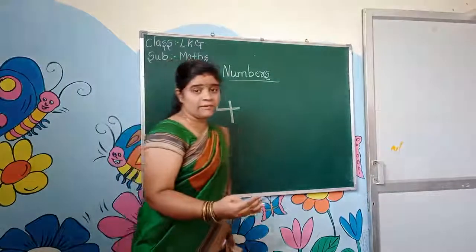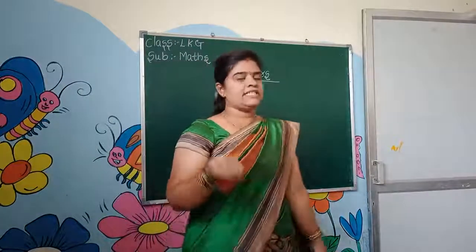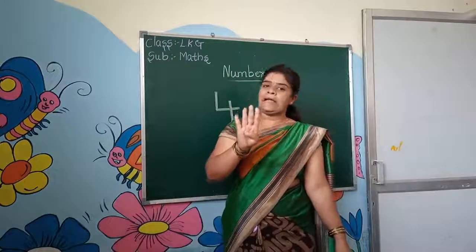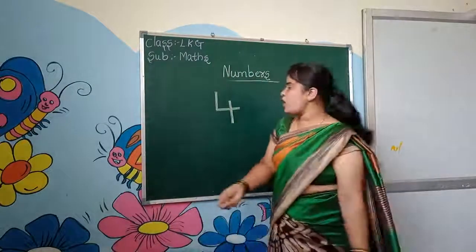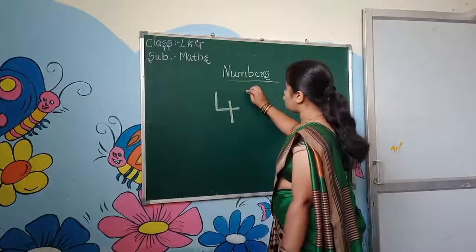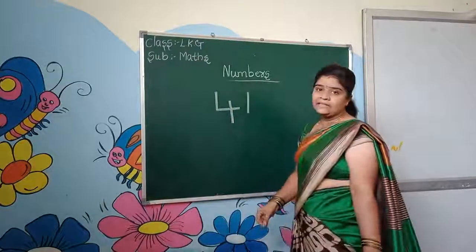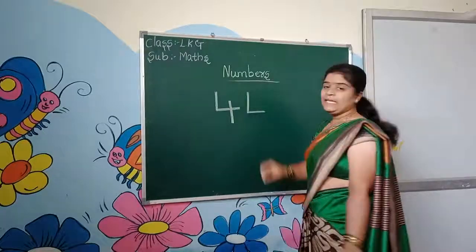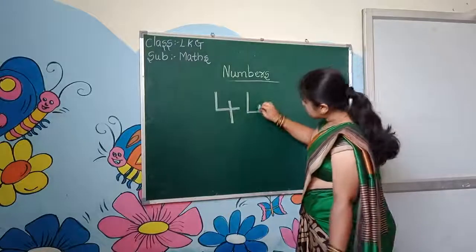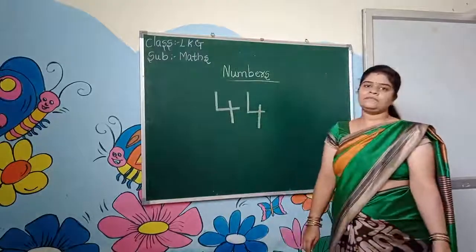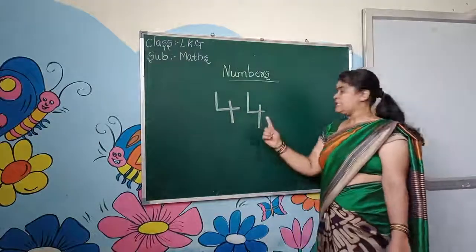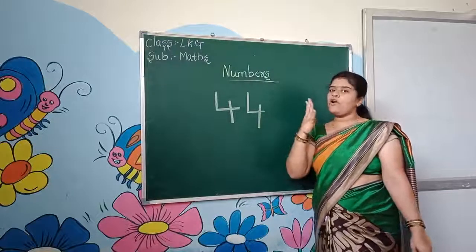After 3, which number will come? After 3, number 4 comes. How do we write number 4? Just once again, I show you. Standing line. Sleeping line. Standing line. Yes, children. This is our number 4.